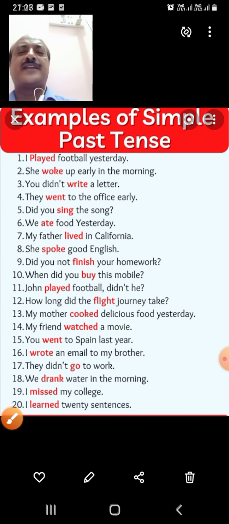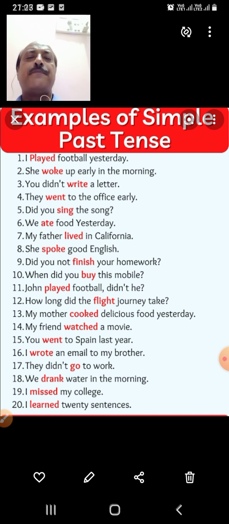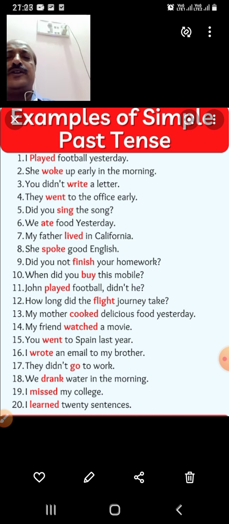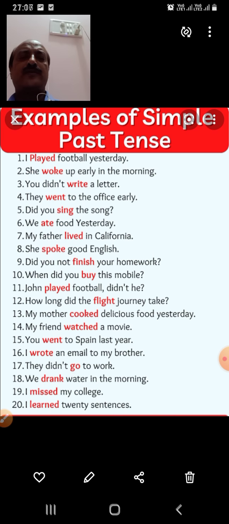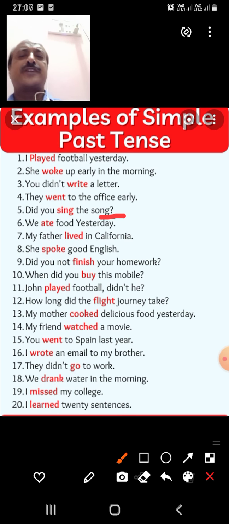Let us see some more examples of simple past tense. I played football yesterday. She woke up early in the morning. You didn't write a letter. They went to the office early. Did you sing the song? We ate food yesterday. Now, when you say this, did you sing the song? Here you can see after this song, there's a question mark. That means we are asking a question. Did you sing the song?